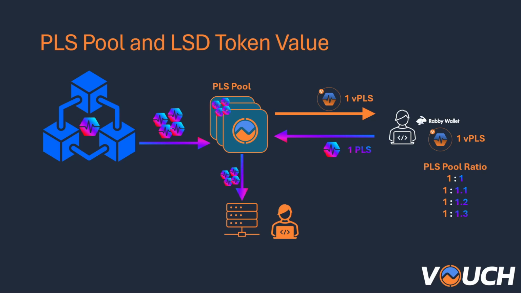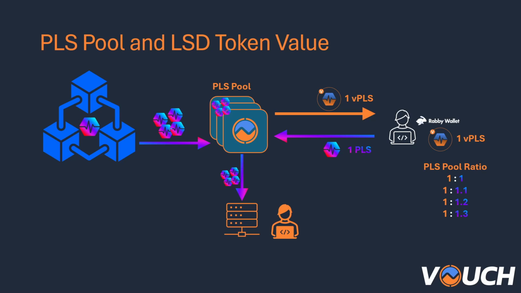So you can see on the far right, we've got the Pulse pool ratio. When it initially started, the user put in one Pulse and got one VPulse back out of the system. So they had a 1-to-1 ratio. But over time, rewards have been accruing in the Vouch pool such that the ratio has changed. So if that user was to redeem their VPulse, so essentially unstake their Pulse, they'd send back their VPulse and they would get, in this instance, over time, they would get 1.1 Pulse back. If they left it in there longer, 1.2. If they left it in there even longer, 1.3.